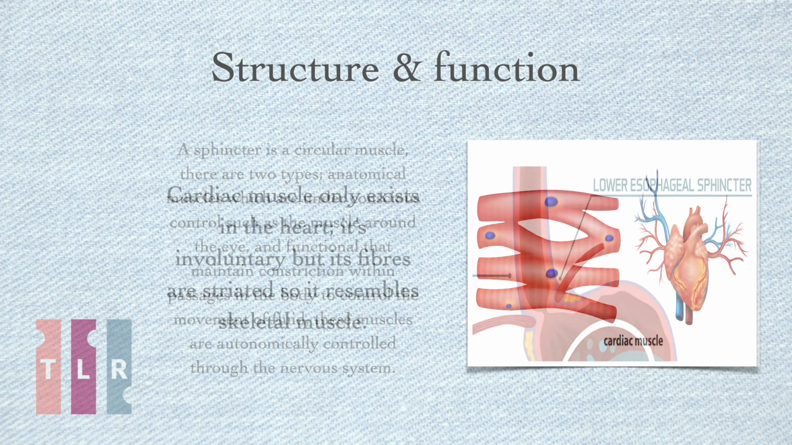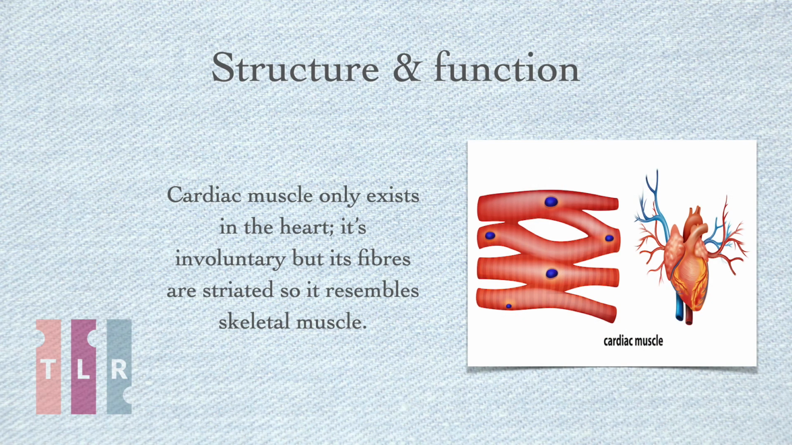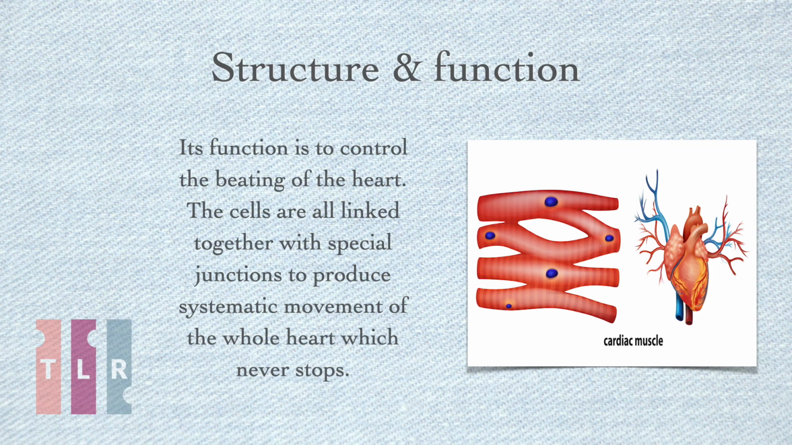Cardiac muscle only exists in the heart. It's involuntary, but its fibres are striated, so it resembles skeletal muscle. Its function is to control the beating of the heart. The cells are all linked together with special junctions to produce systematic movement of the whole heart, which never stops.